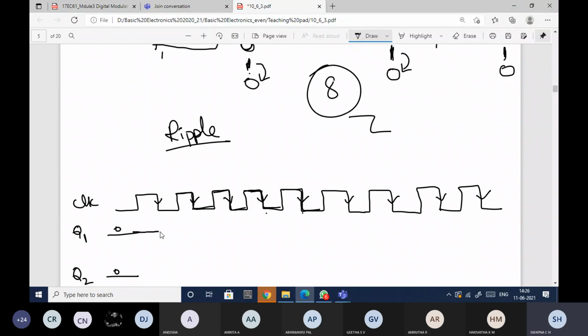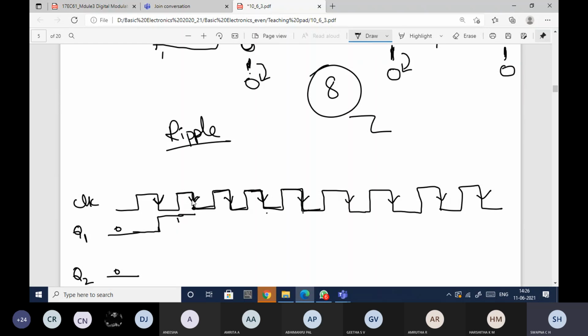Here, if you observe, I have the trailing edge triggered. So Q1 will change from 1 to 0, and this state will continue until I get one more trailing edge like this. So this will be continued until here.